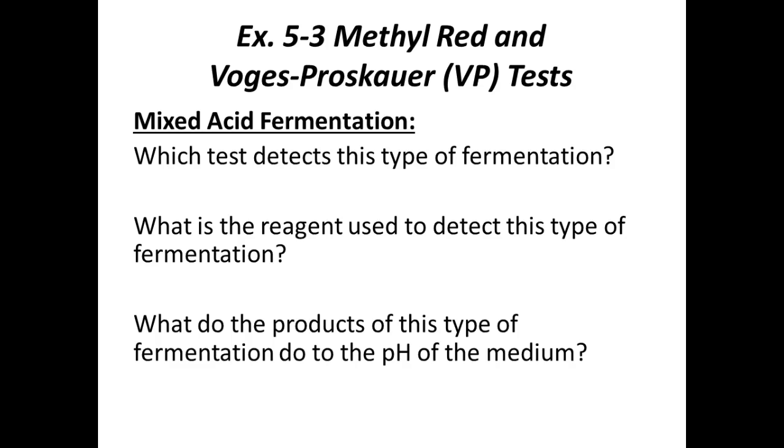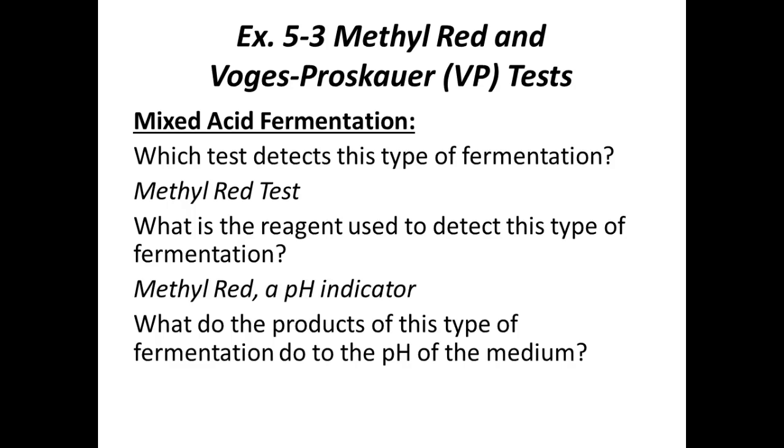Okay. So, as I said, the methyl red and Voges-Proskauer tests, we use the same media to run these tests, so we split it into two tubes. The mixed acid fermentation, which one of these tests detects mixed acids? It's the methyl red. What's the reagent that we use? Methyl red. And methyl red is just a pH indicator. That's all it is. What do the products of this type of fermentation do to the pH of the media? Acids are what? Low pH. They lower the pH.